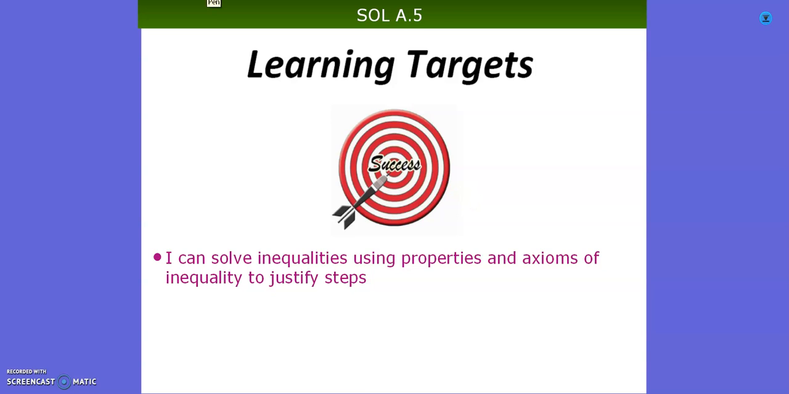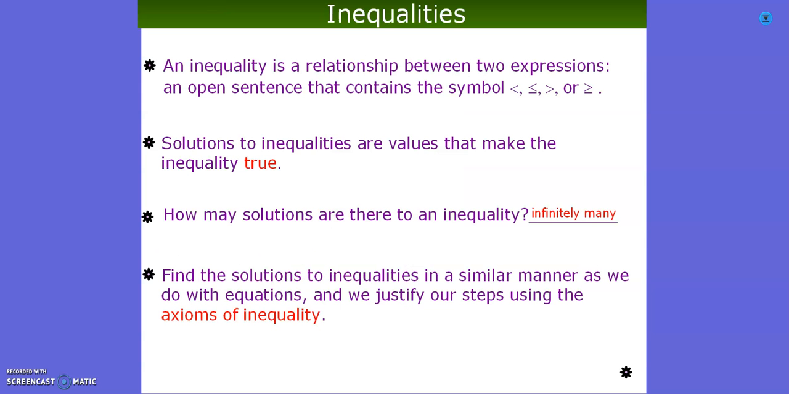Let's take a look today at how we can solve inequalities and use some properties to justify our steps in solving as well as graphing. Let's keep in mind what an inequality is. An inequality is a relationship between two expressions. It's one of our open sentences, and it contains the less than, less than or equal to, greater than, or greater than or equal to symbol.